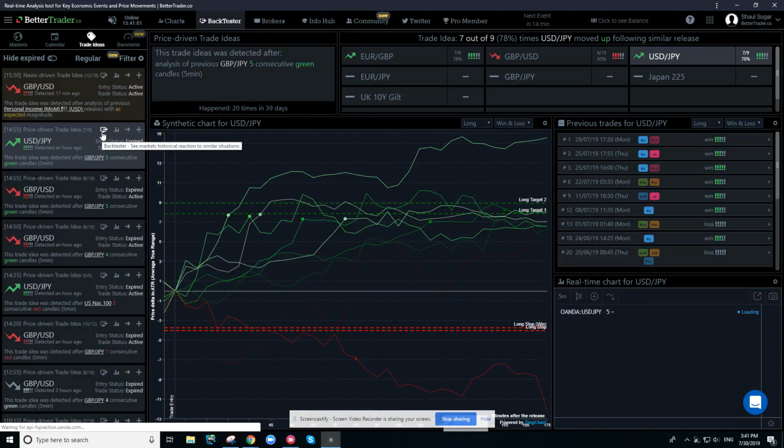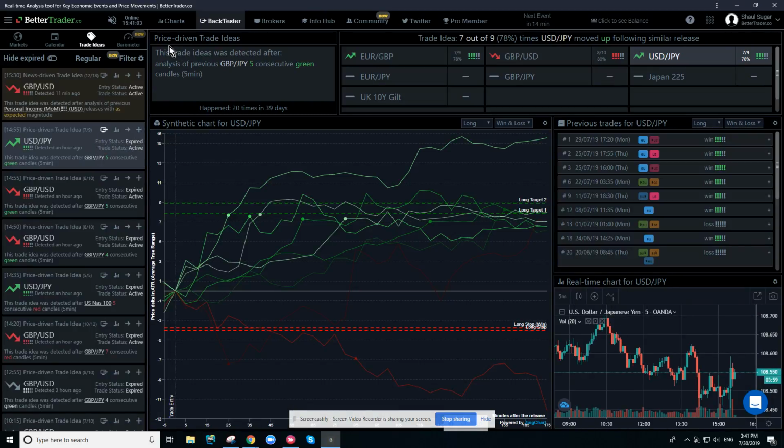On the top left-hand side is the trigger, right? So this was a price-driven trade idea. This trade idea was detected after analysis of previous British pound versus Japanese yen, 5 consecutive green candles, right? So after this was detected, here is what we have. On the right-hand side, you have the trade ideas and the related markets. So for this trade idea, 7 out of 9 times, 78% of the time, US dollar versus Japanese yen moved up following this similar release.